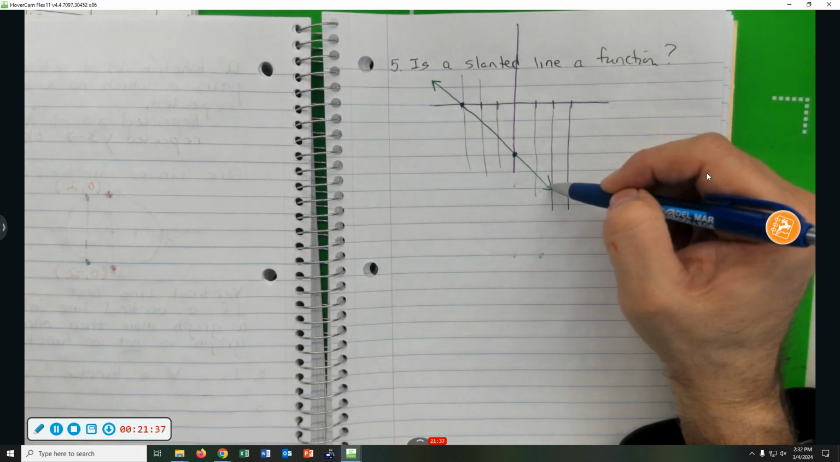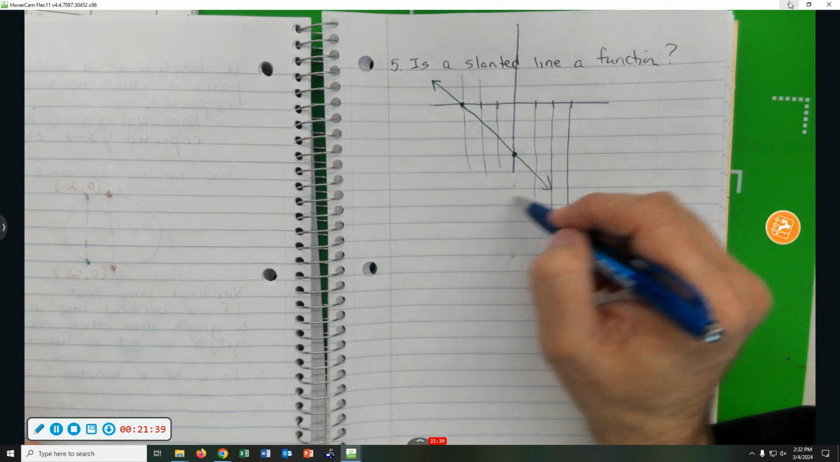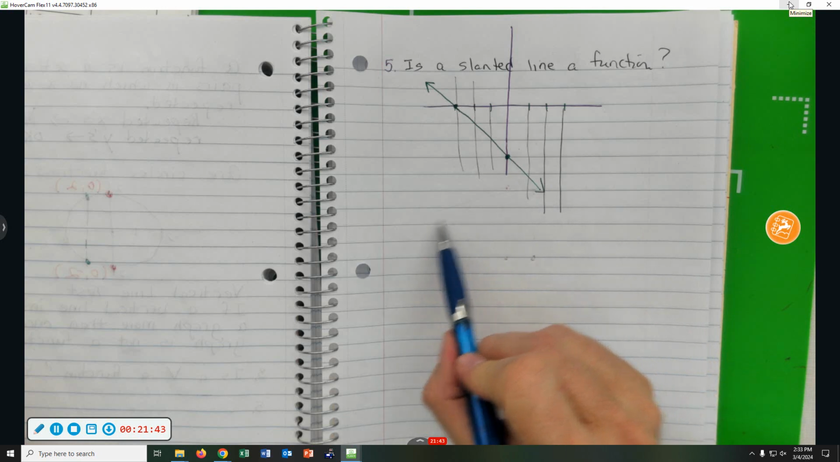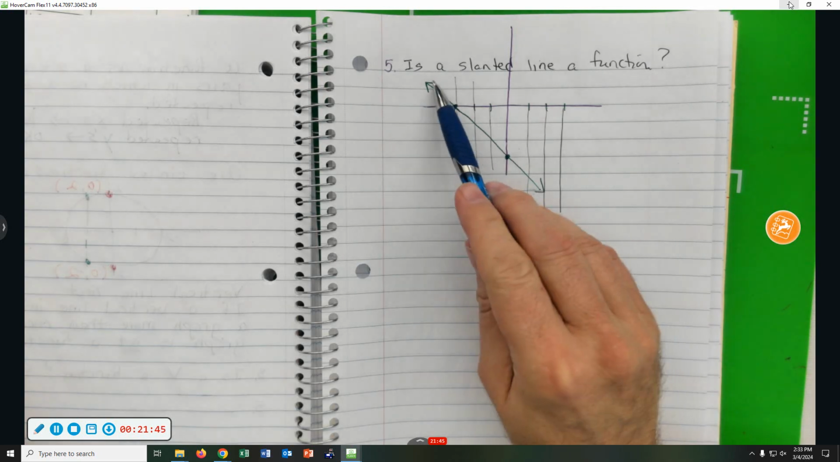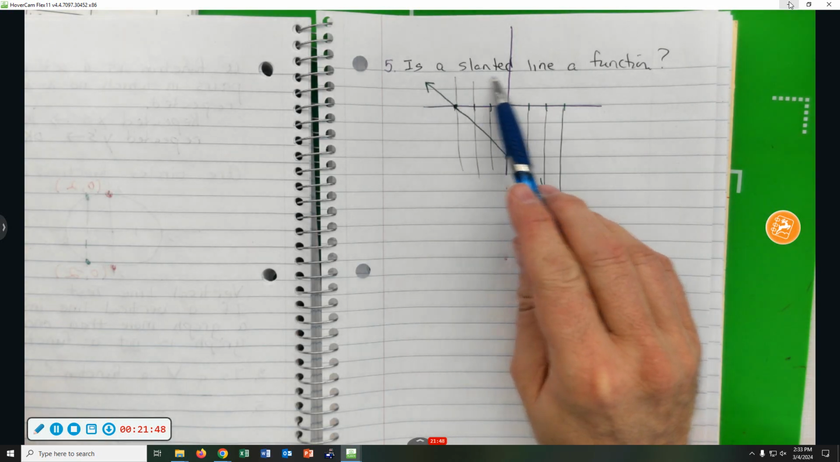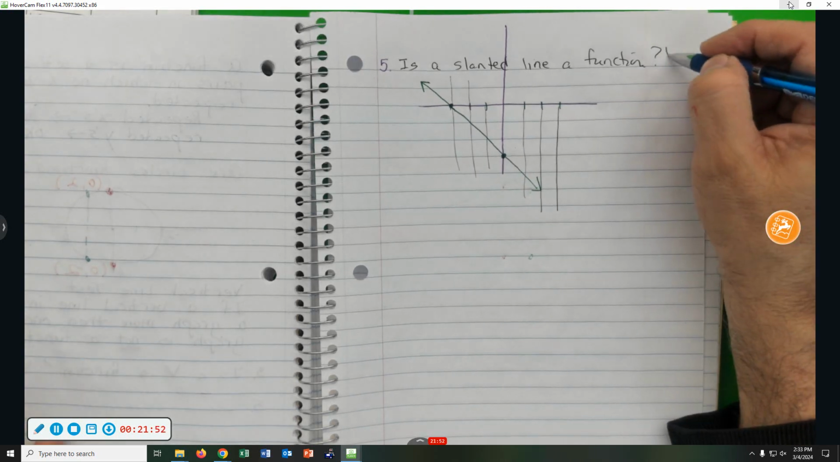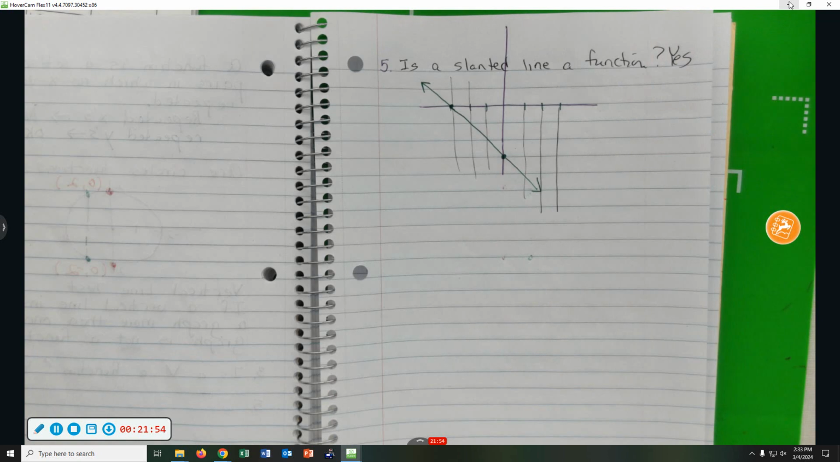Well, no, it'd have to turn this way. Okay, turn this way. If it turned like this, then yeah, it would not be a function. This turned like that. Then, so is a slanted line a function? Yes. Every slanted line is a function. Okay, so punch that in.